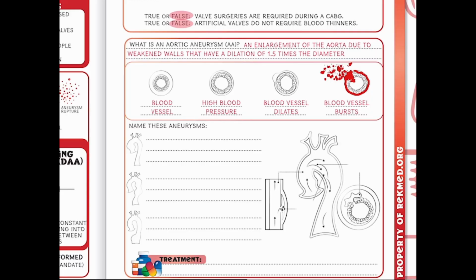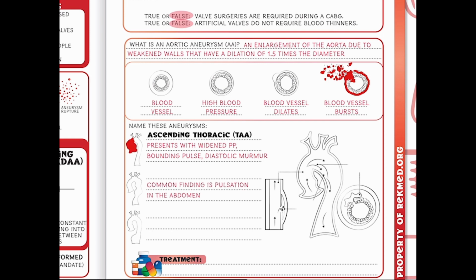And there are three types that we see specifically in aortic aneurysms. So when an aneurysm presents with a widened pulse pressure, a bounding pulse, and a diastolic murmur, we're going to see this in our ascending thoracic aneurysms. This is also known as a TAA. If we see aortic aneurysm, and the most common finding is that pulsation in the abdomen, this is what we call a AAA, or an abdominal aortic aneurysm.